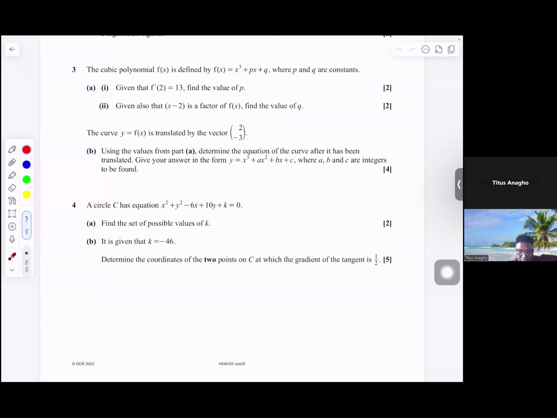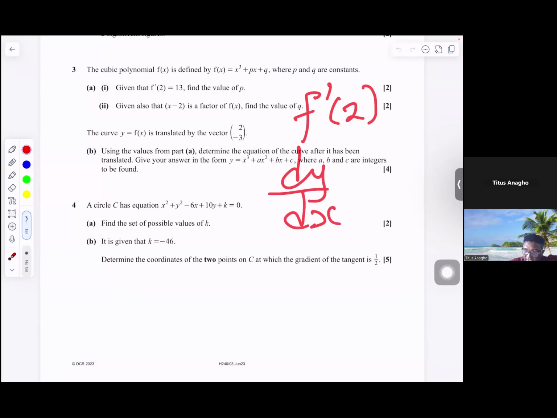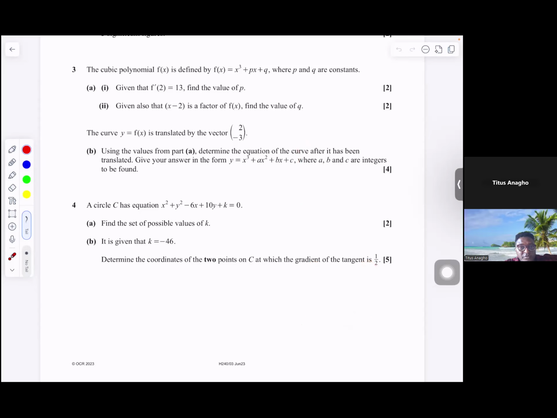Question number 3. The cubic polynomial f of x is defined by f of x equals x cubed plus px plus q, where p and q are constants. Given that f dash of 2. f dash of 2 means you differentiate, dy over dx, and you put x equals 2, and then you solve it. That's how you start question 3a.